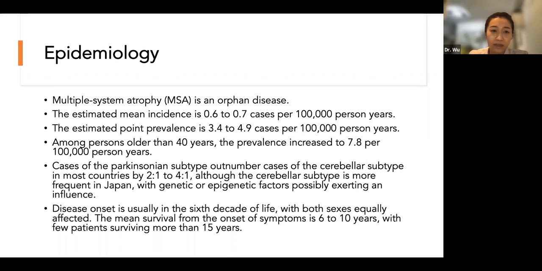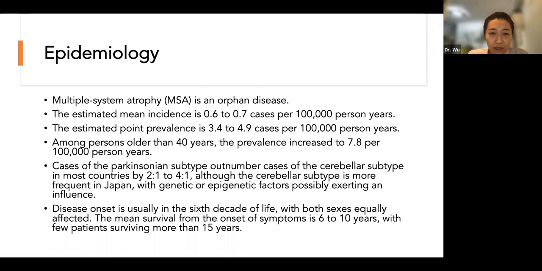So first we'll talk about the epidemiology of MSA. MSA is an orphan disease, which means it is very, very rare. The estimated mean incidence is about 0.6 to 0.7 cases per 100,000 person years. The estimated point prevalence is about 3.4 to 4.9 cases per 100,000 person years. Among persons older than 40 years, the prevalence increases to 7.8 per 100,000 person years.